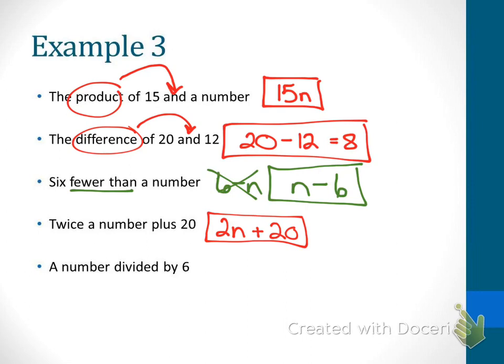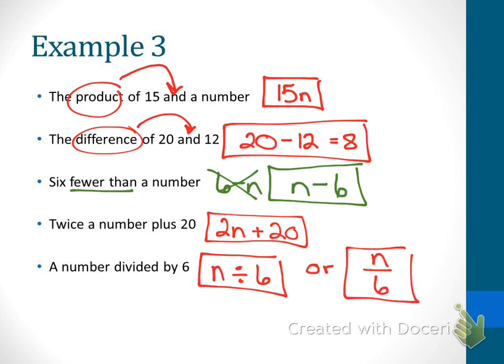All right, what about the last one, a number divided by 6? How would I write that? Anybody? N over 6. N over 6, very good. I could write it n over 6 or n divided by 6. Either way, n divided by 6 or n over 6. All right? And let's see here. If you understand that, that's everything you need to know for 1.1.